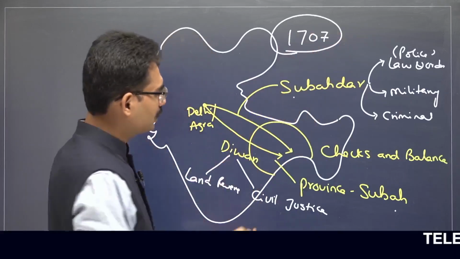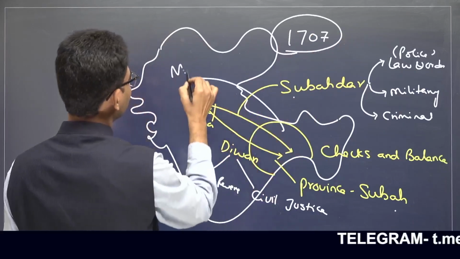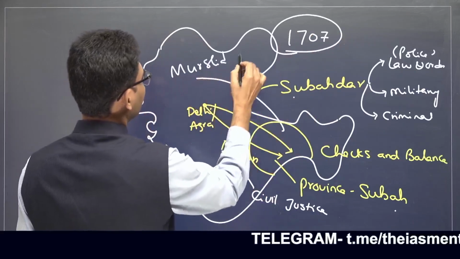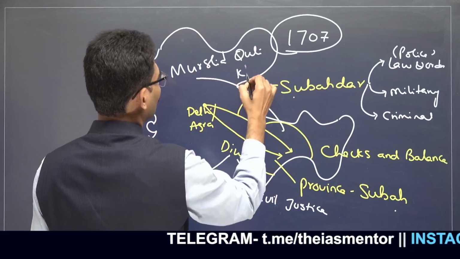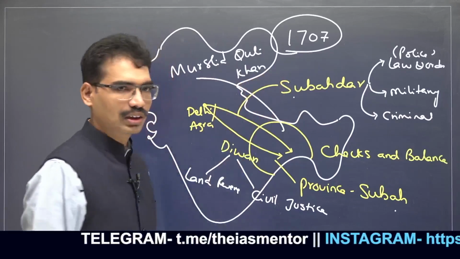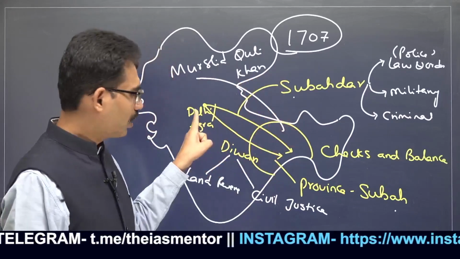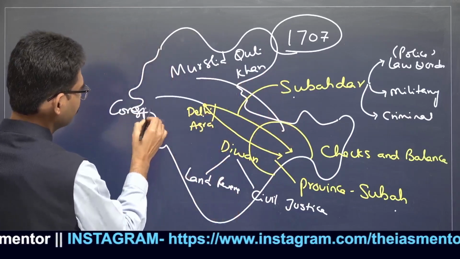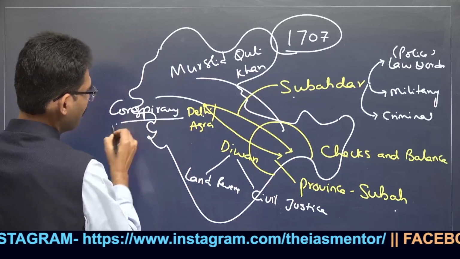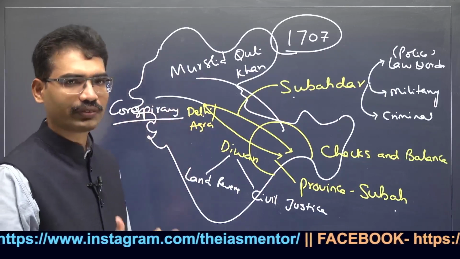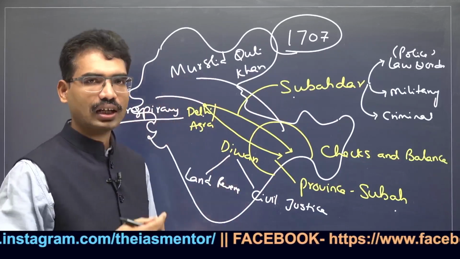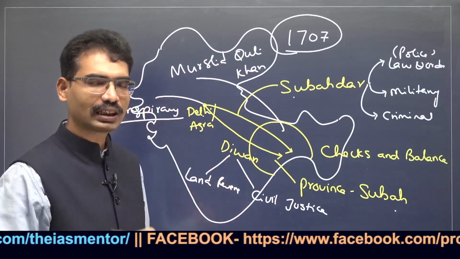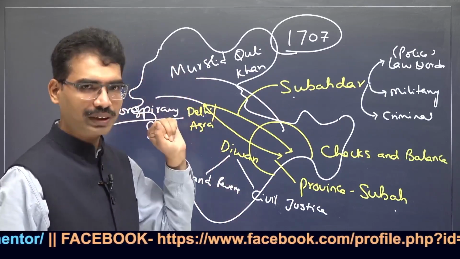Later, Murshid Quli Khan was appointed as the Subedar. Now Delhi itself is becoming weaker. Conspiracies in Delhi. After Aurangzeb, many rulers changed very frequently. Ministers in Delhi are continuously conspiring, nobles in Delhi continuously conspiring and replacing the emperors also.